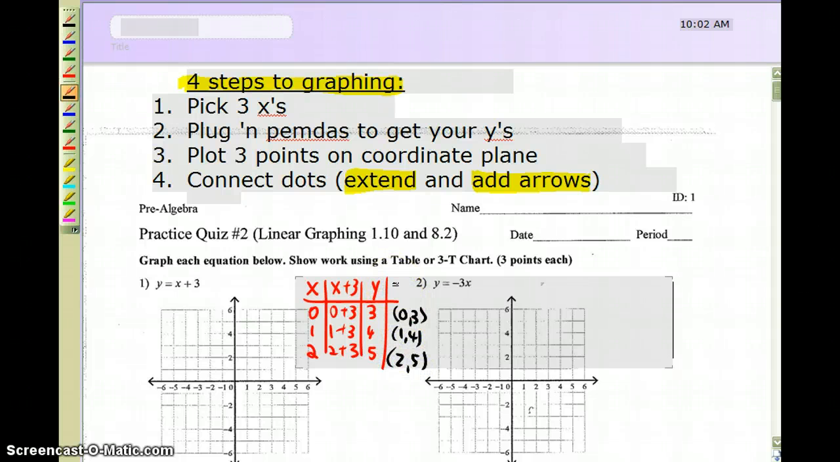And then that's my third step, where I'm going to plot those 3 points. 0, 3 is going to be right here on my y-axis, and then 1, 4, where it's going to be here in my quadrant number 1, and 2, 5 will also be in quadrant number 1 here. Okay, and then if I connect those dots, I'm also going to extend it and then draw arrows, and that's my graph of number 1.